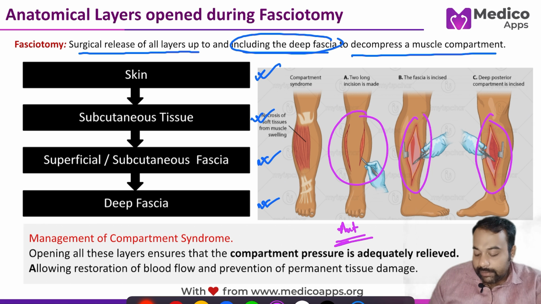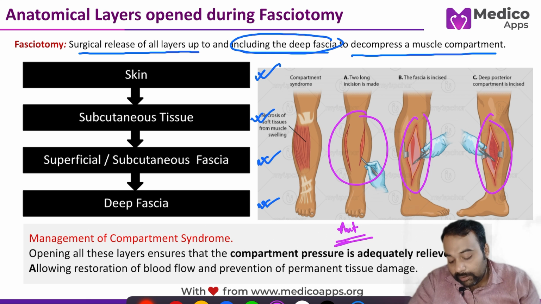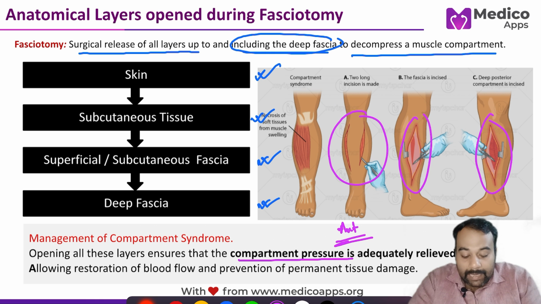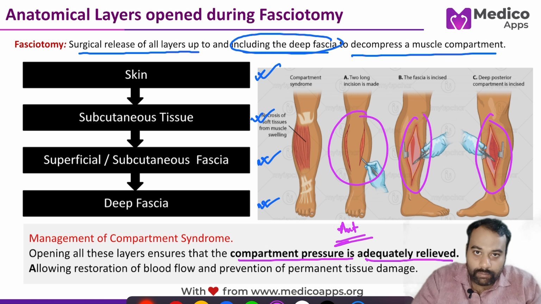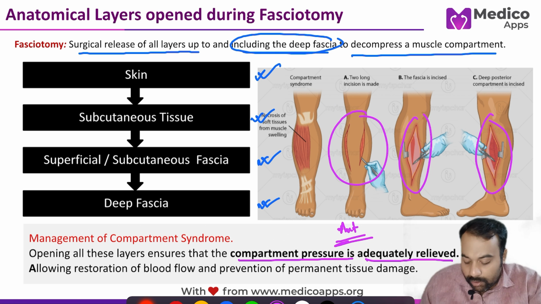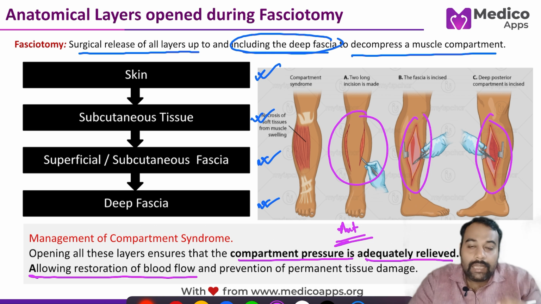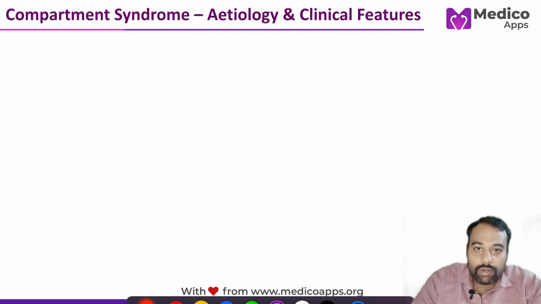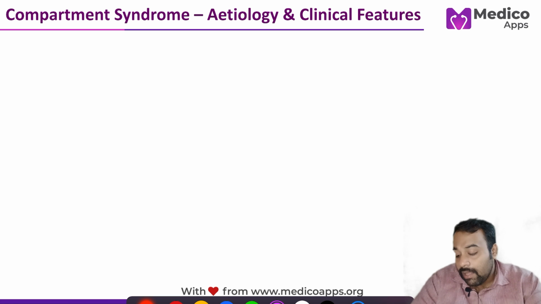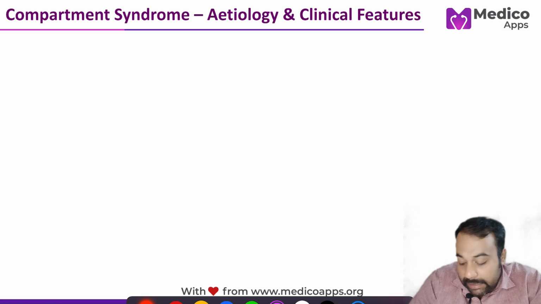One thing that you need to understand regarding the management of compartment syndrome is that opening all the layers ensures the compartment pressure is adequately relieved. This is our main goal while doing fasciotomy. It will eventually allow restoration of the blood flow, and that will prevent permanent tissue damage or necrosis, right? So a few things regarding compartment syndrome that you need to know.